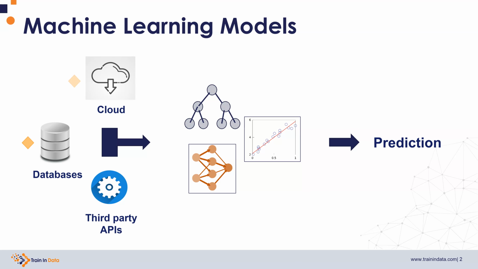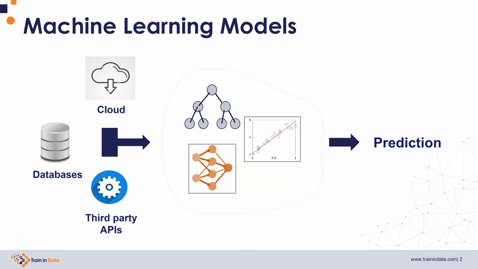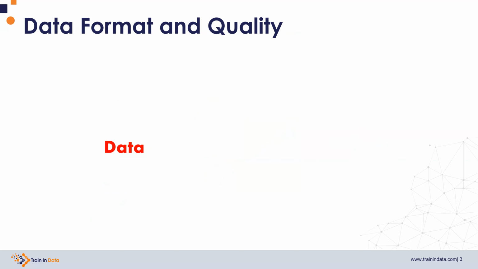In a simple way of imagining machine learning models, the organization has some data that can be stored in databases, in the cloud, or retrieved from third-party APIs, and then it feeds this data to build a model that then is able to provide some predictions that are of use to the business. However, data is almost never ready to be used to train machine learning models.